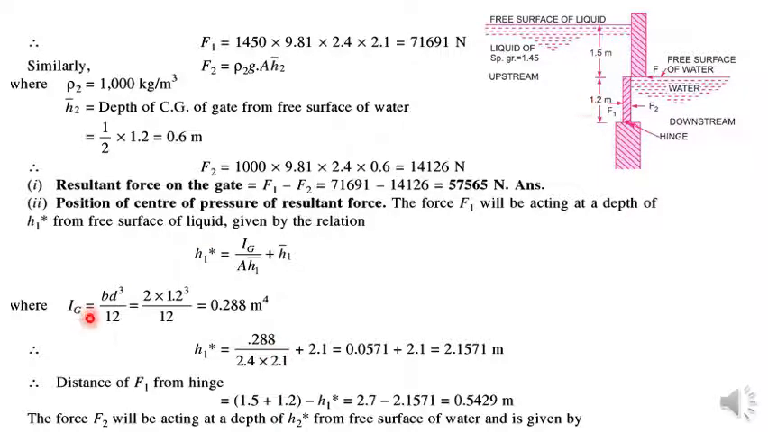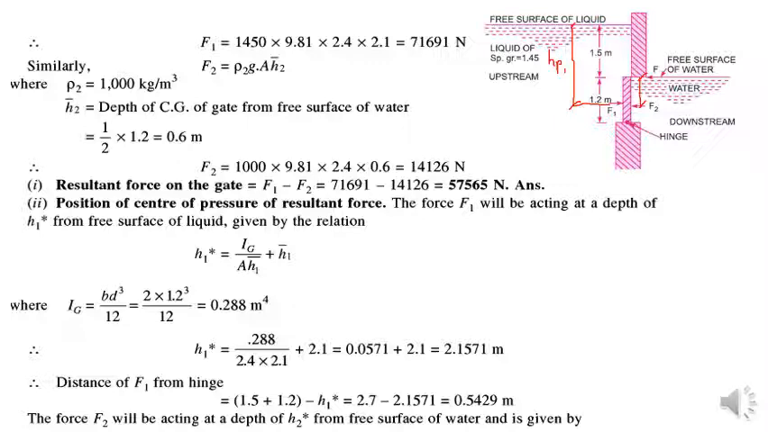Okay, so if you want to calculate the distance of F1 from the hinge, H1 is the center of pressure, which may be represented like this. H1 we have already calculated from the surface of the water, from here. F1 is here, and this distance is HP1. Later, when we calculate HP2, it will be the point of application of F2.